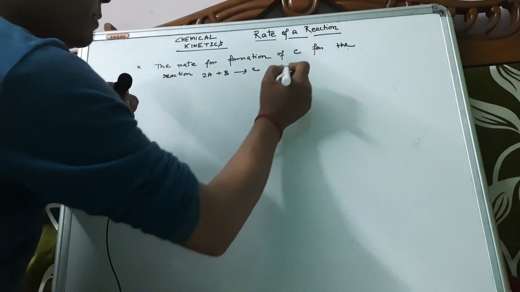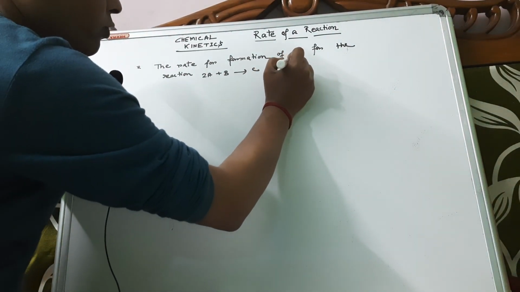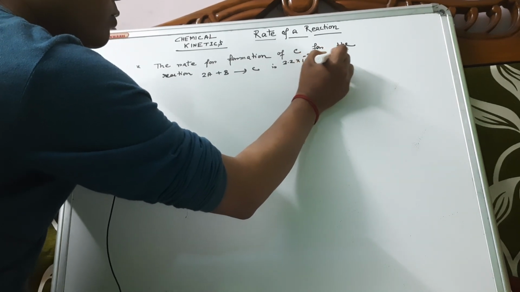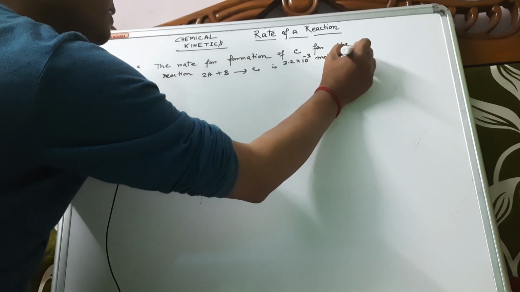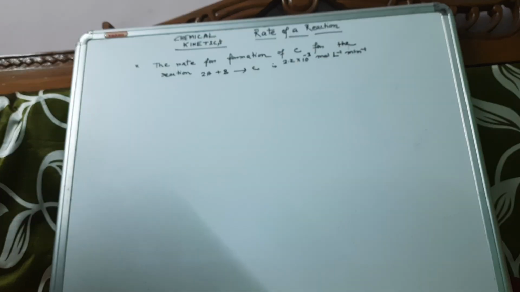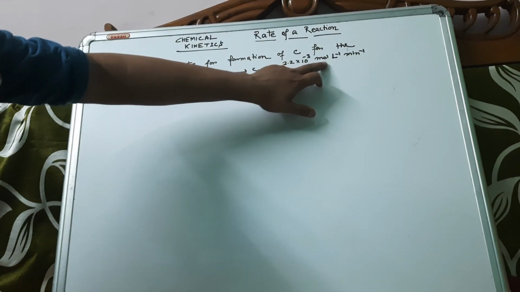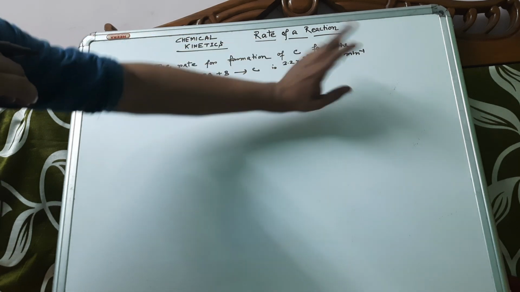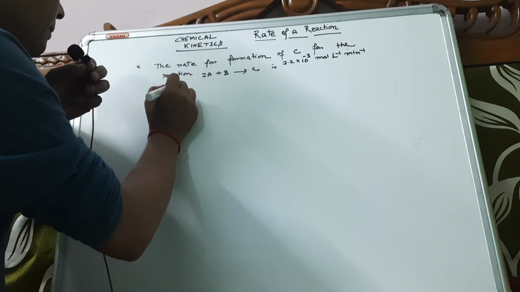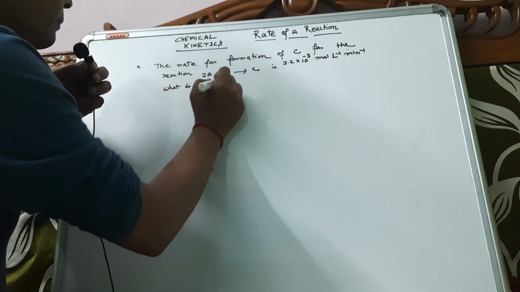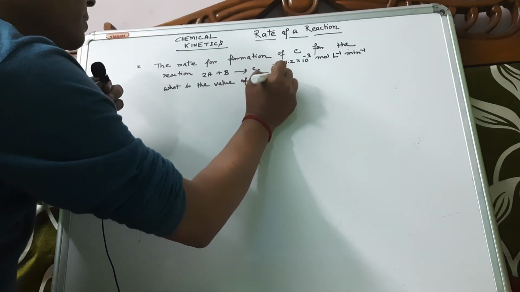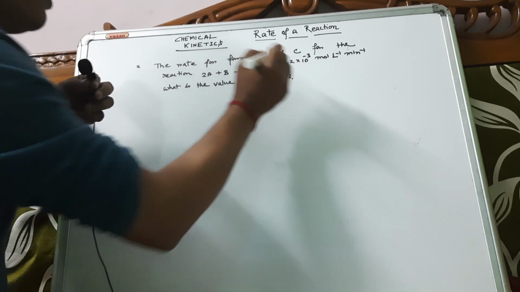The rate of the formation of C is 2.2 into 10 to the power minus 3 mole per liter per minute. This should be the unit of rate: change of concentration, mole per liter, with time, so per minute. So what is the value of minus dA by dt? This is the question asked.